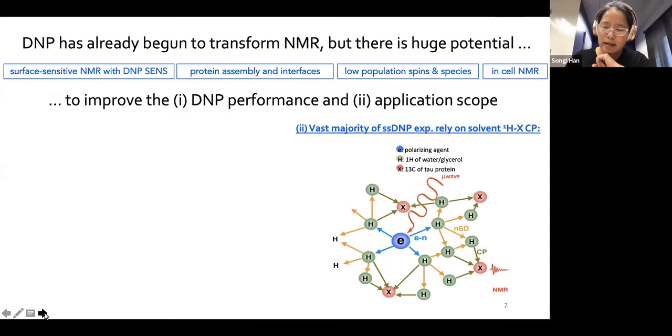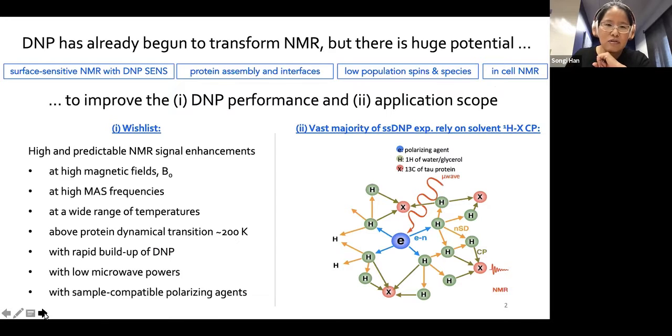aspect, polarizing the solvent matrix. Even so, within that scope, the wish list is huge. We want high NMR enhancement in a predictable way. That's important, at high magnetic fields, at high magic angle spinning frequency, at a wide range of temperature, ideally above the protein dynamical transition, but that's going to be hard.